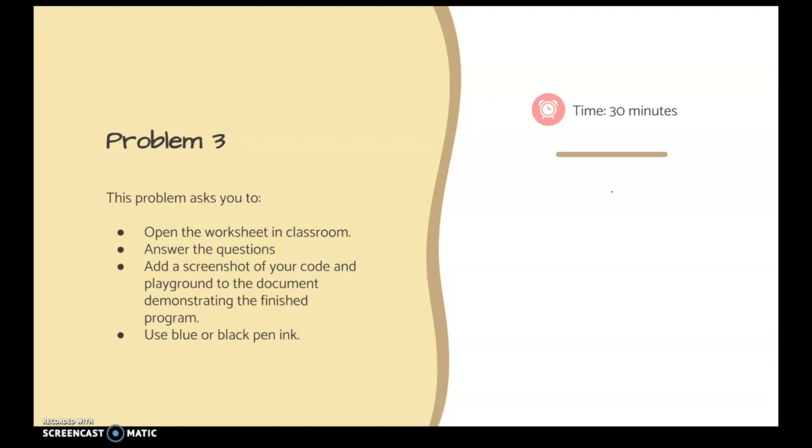My eyes and Mr. Kapersky's eyes are not as young as yours. The lime green does not cut it for us. So you need to make sure that you're using blue or black ink, and then you need to make sure that you are screenshotting at the finished point of the program so we can clearly see the path that your robot traveled. Now let's take a pause and look at the worksheet.